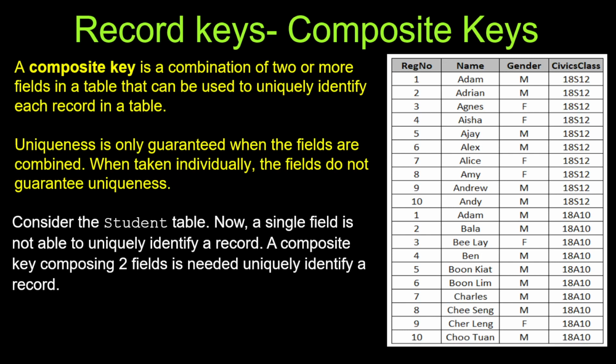Alright, that means we need to think of another option. Because we are dealing with two classes, it makes sense to take the register number and the civics class together as the composite key. So these two keys together are now acting as a primary key. Alright, next we have foreign key.